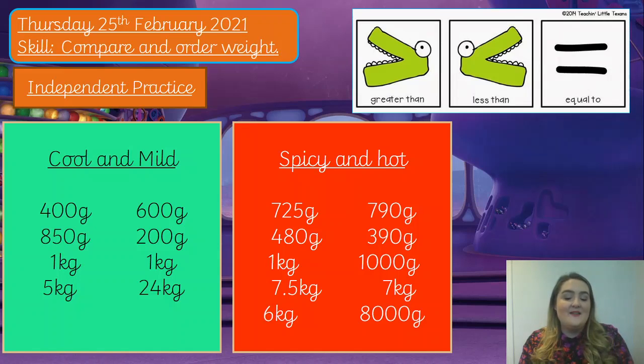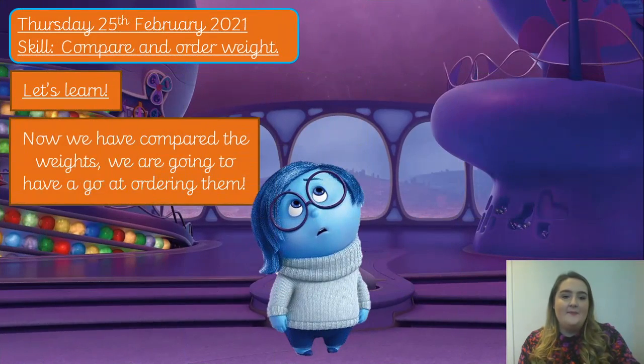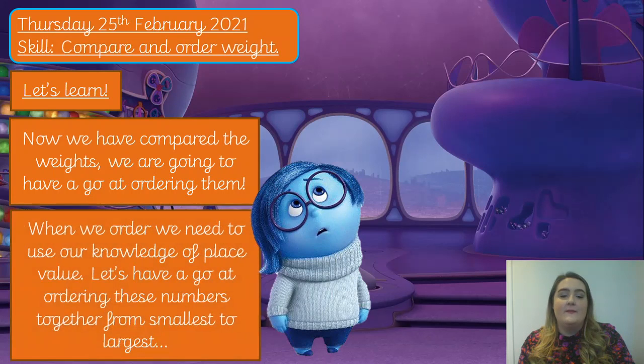Okay, excellent, well done. Really got you thinking there today, I think. Now we're going to be ordering weights then. So now we've compared weights, we're going to have a look at ordering them. When we order, we need to use our knowledge of place value. Let's have a go at ordering these numbers together from smallest to largest.